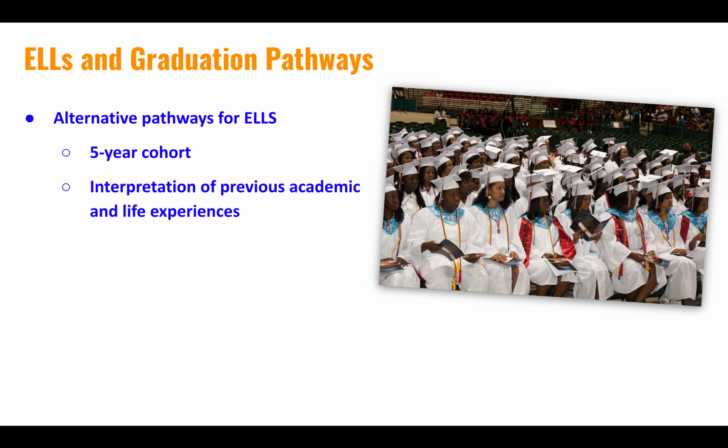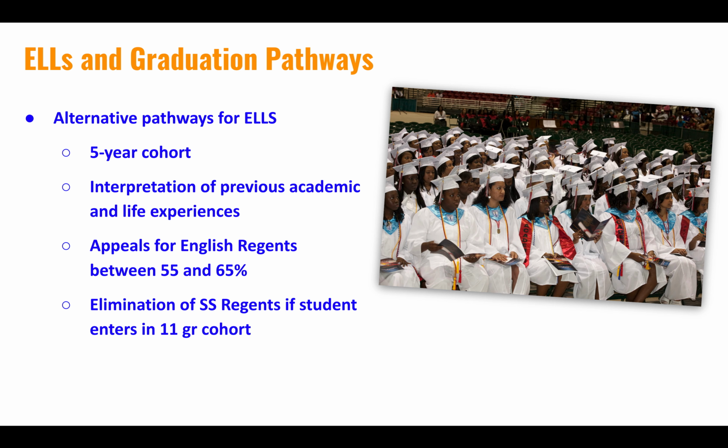Interpretation of previous academic and life experiences can lead to some credits for some English language learners. You can contact the Arbor for more information on that. There is an appeals process for the English Regents. Students can earn between 55 and 65 if they are an ELL and meet other criteria. And there is an elimination of a social studies Regents if a student enters in the 11th grade cohort, and an appeal for one content Regents between 60 and 65.